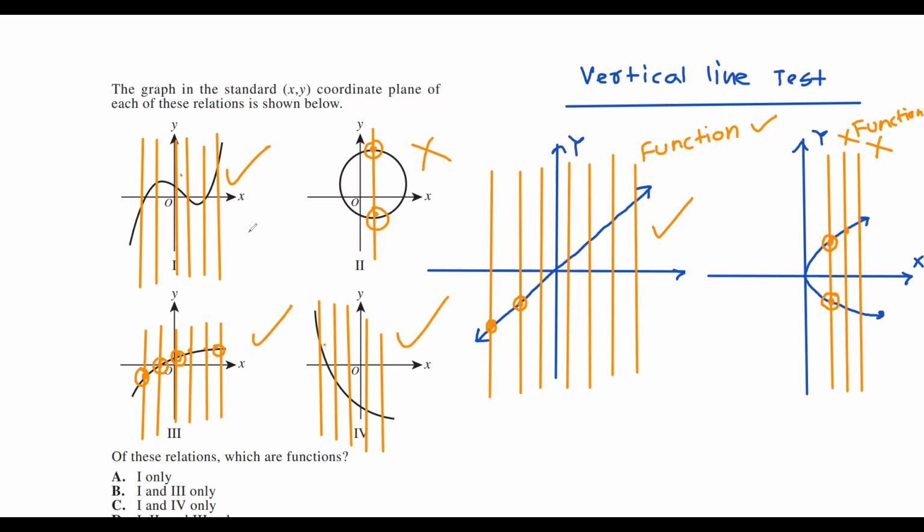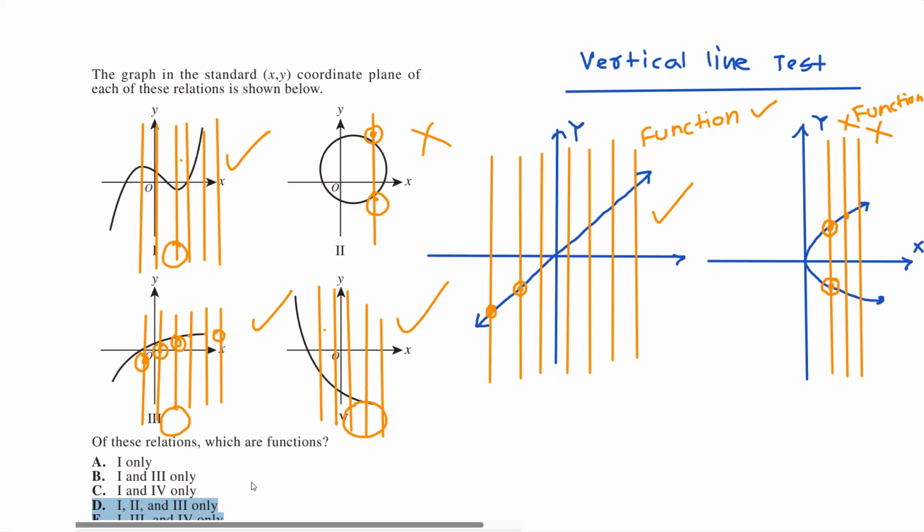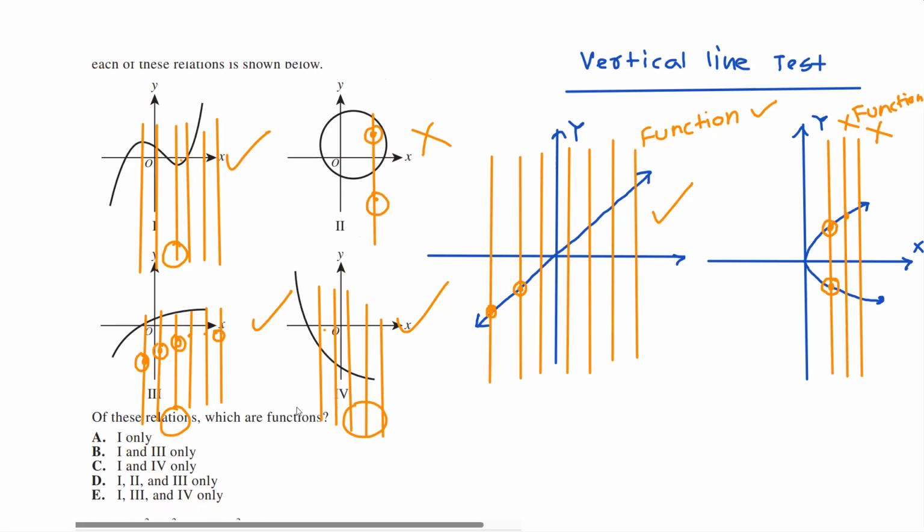So your answer will be options 1, 3, and 4, which is given in the options as 1, 3, 4. So option E. Your desired option will be option E. That's it.